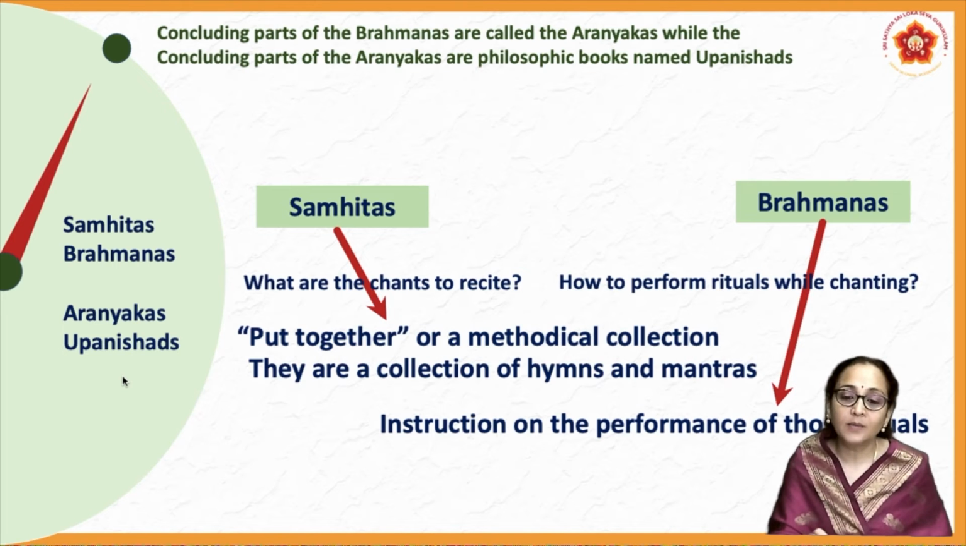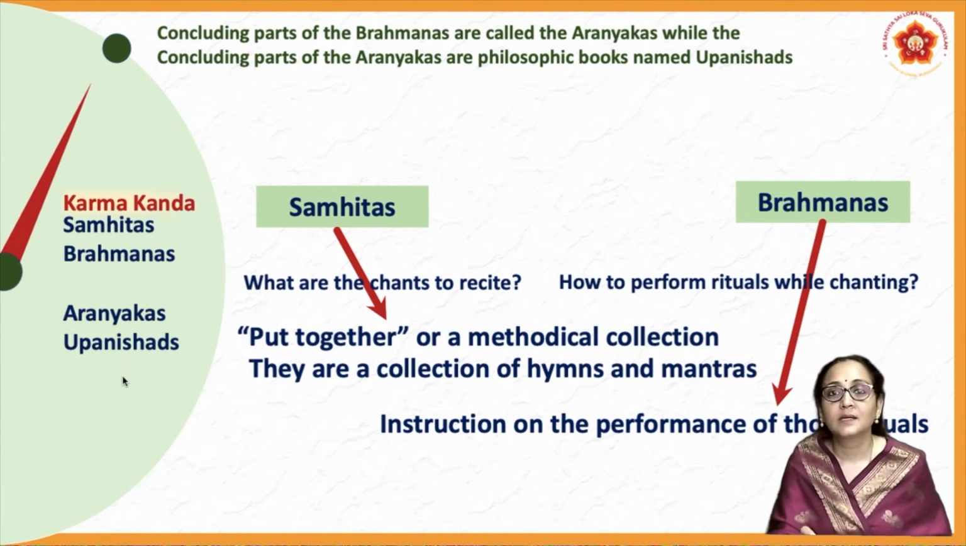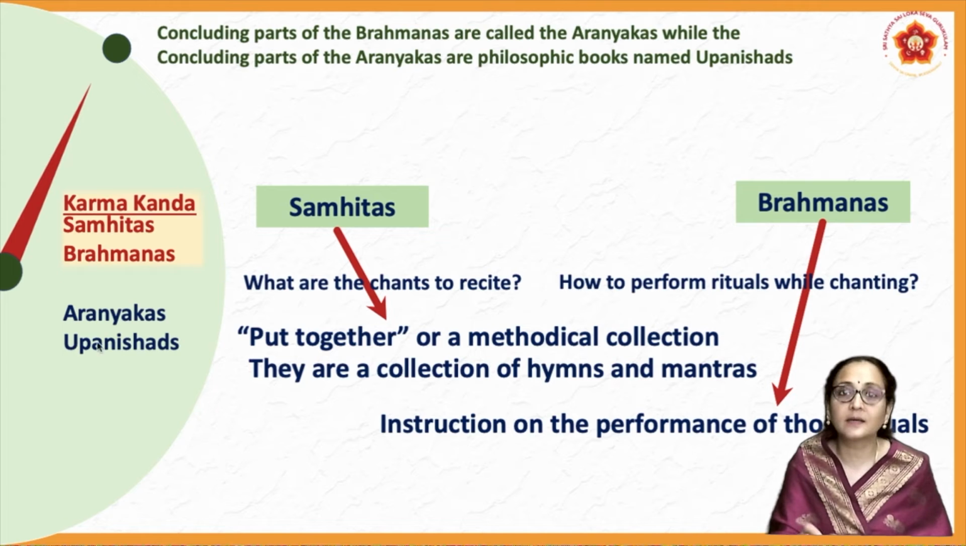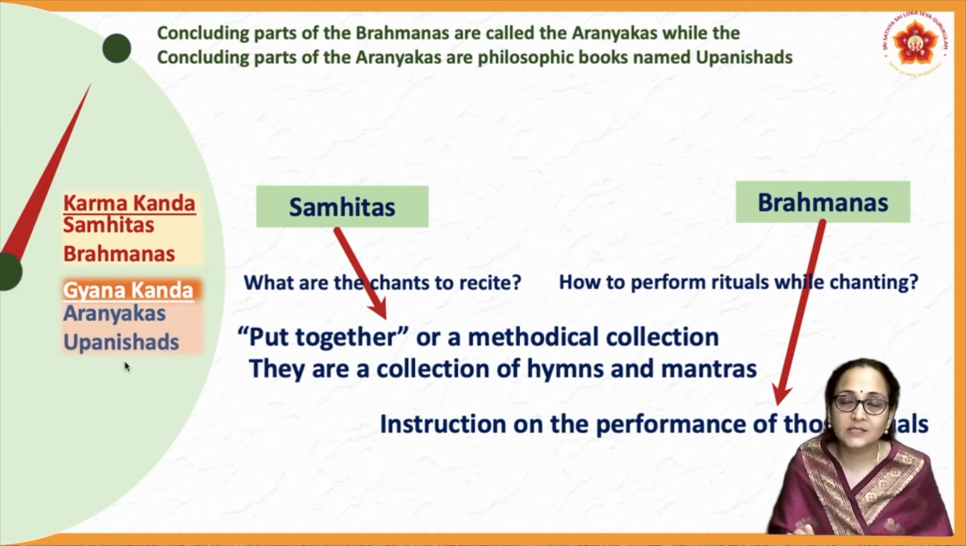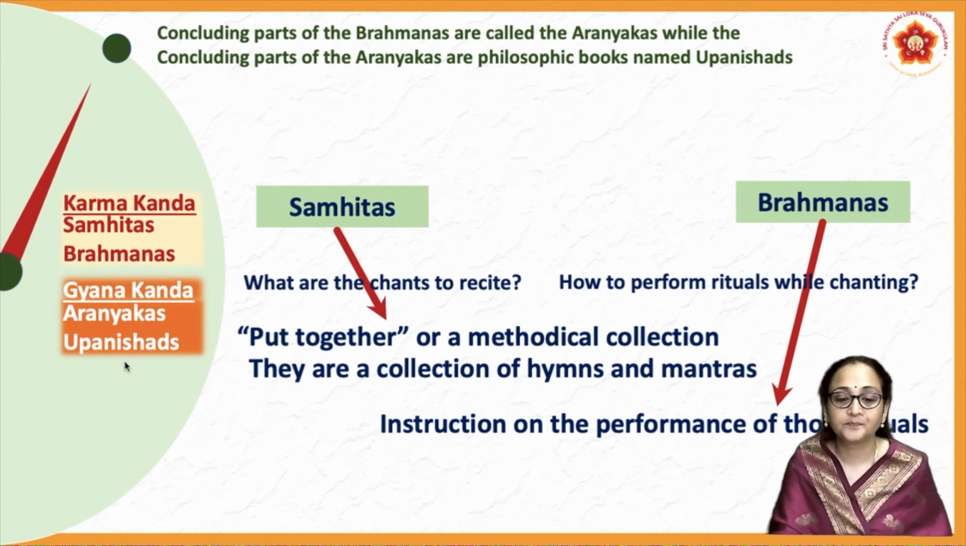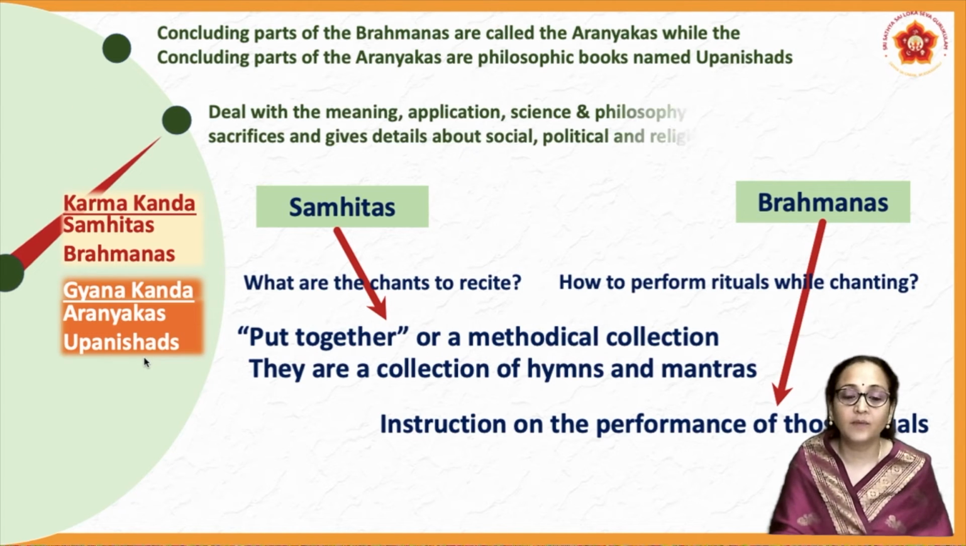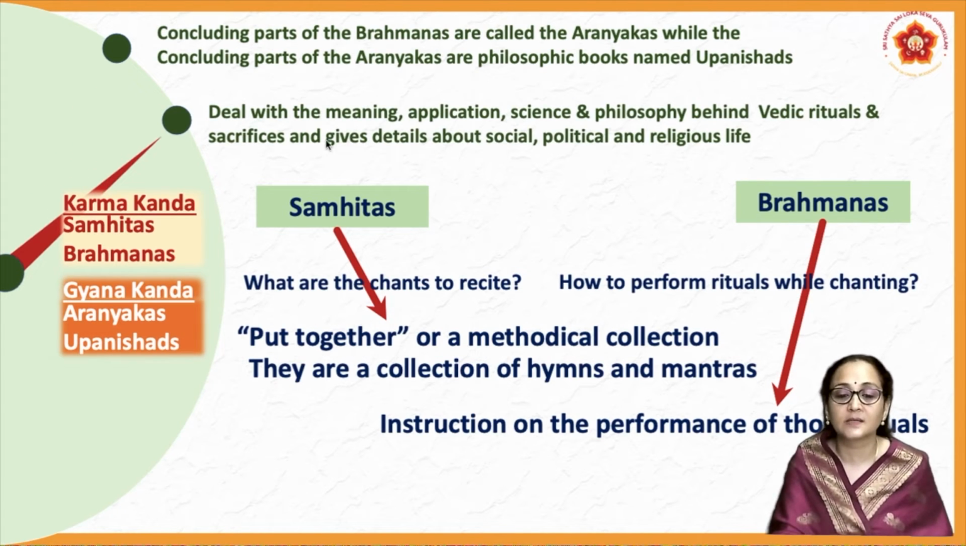Now, the Samhitas and Brahmanas can be classified under Karma Kanda, and the later sections, the Aranyakas and the Upanishads, can be classified under the Jnana Kanda. Now, coming back to these four, they all primarily deal with the meaning, application, science and philosophy behind Vedic rituals and sacrifices. They give detail about the socio-political and religious life during that time.